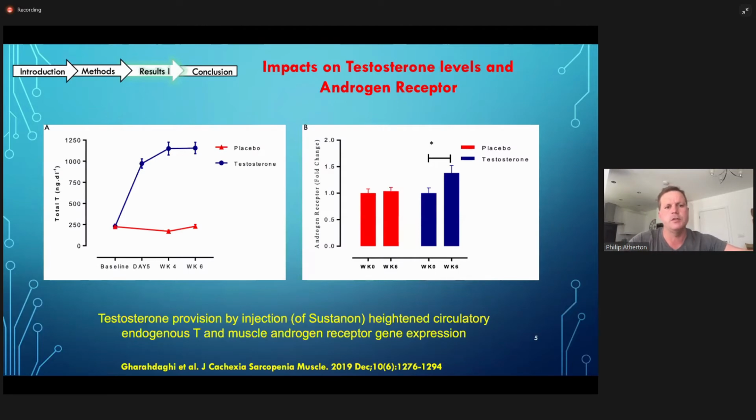So let's go on to some results. First of all, we wanted, of course, to see that when we provided the testosterone, it was having the desired impact. These were, I should have mentioned on the previous slide, non-hypogonadal men. So in other words, they weren't clinically hypogonadal. Nonetheless, of course, as I showed you in previous slides, they had lower testosterone levels than their younger counterparts. When we provided the Testosterone by regular injections, you can see the effect there.